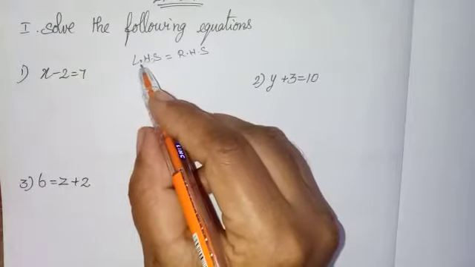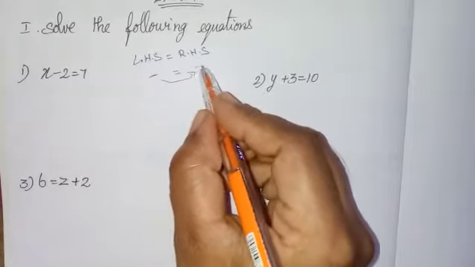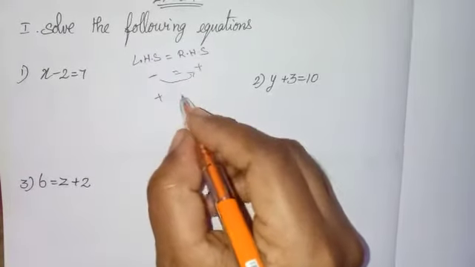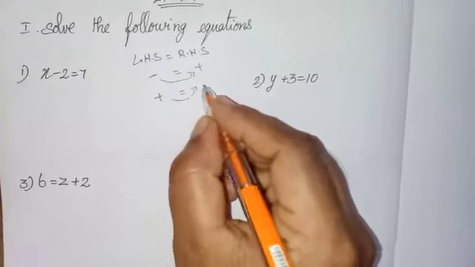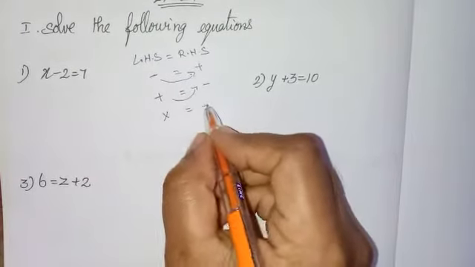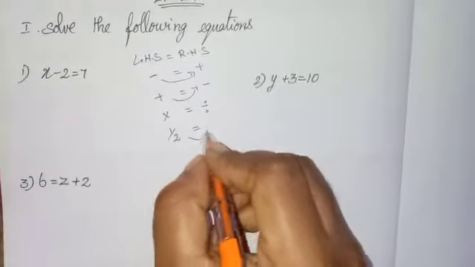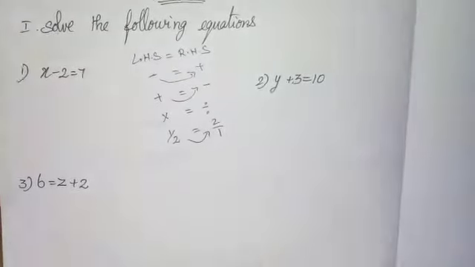If it is a minus symbol on the left hand side, on the right hand side it will come as a plus sign. If it is plus, on the right hand side it will be minus. If it is multiplication, on this side it becomes divide. If it is a number, it will become the reciprocal, like 2 by 1.